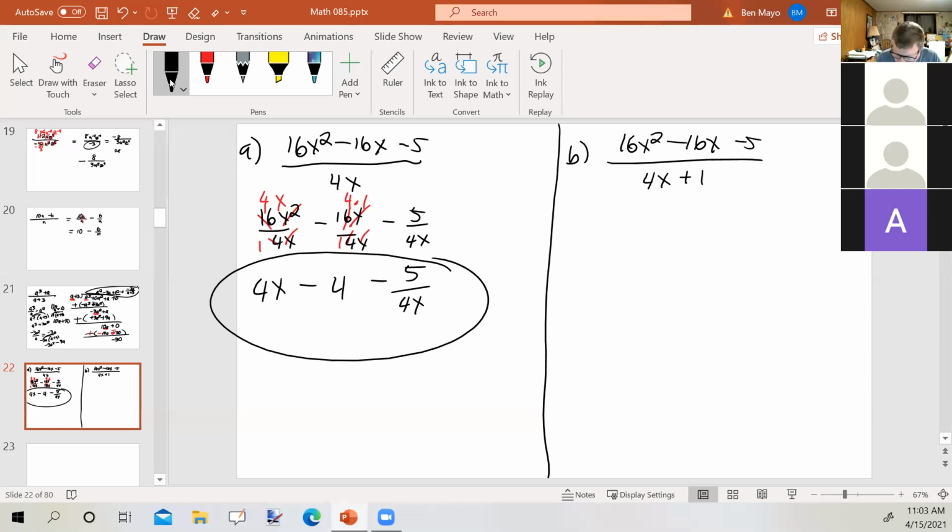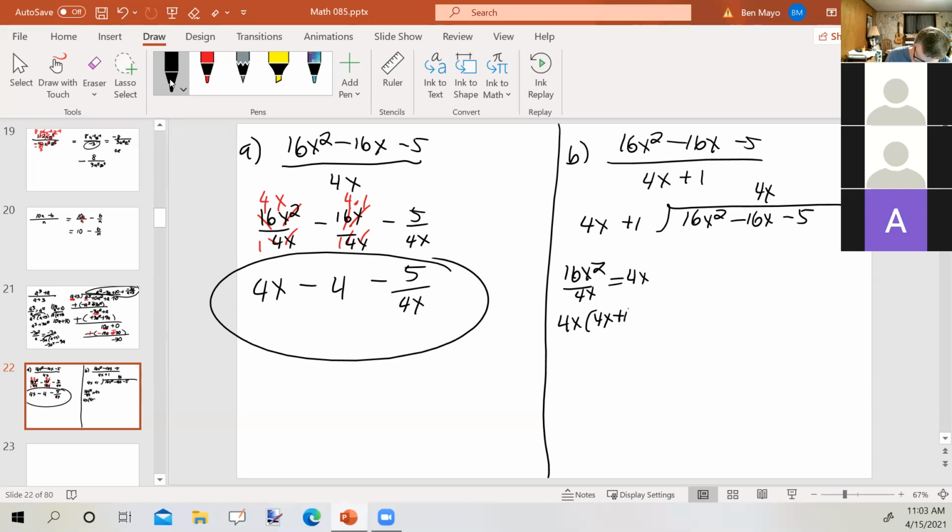Part B, we have a polynomial divisor. Okay, it's a binomial in the divisor. So here we're going to use this long division form, 4x plus 1. There's no missing powers, and they're both already in descending order, so that's good. Leading term inside divided by leading term outside, we get 4x. 4x times the quantity 4x plus 1, 16x squared plus 4x.